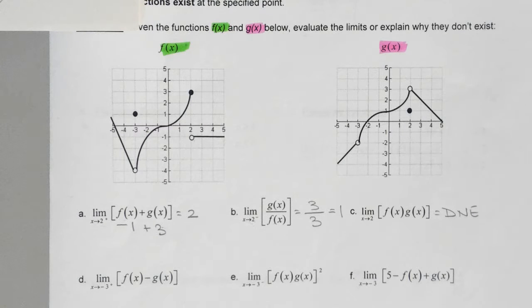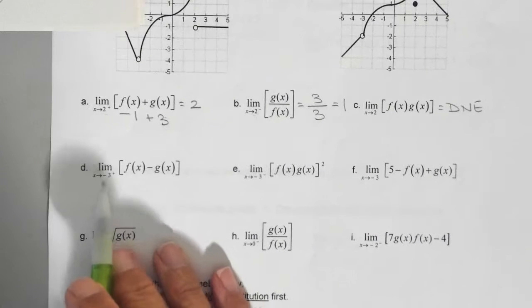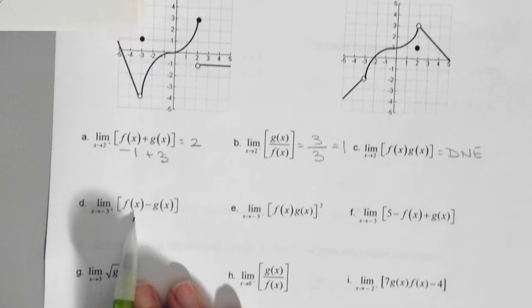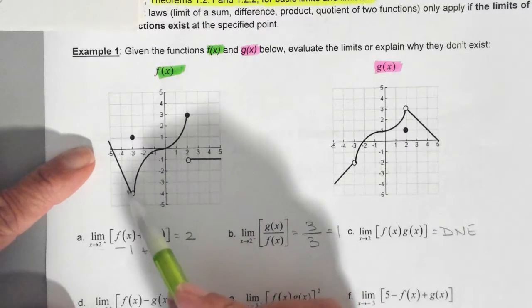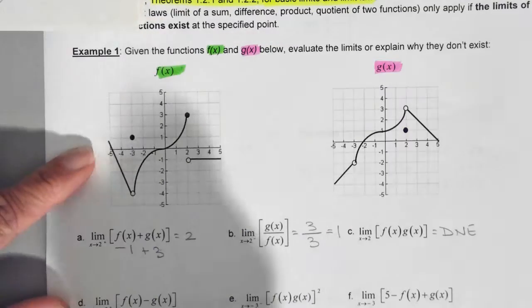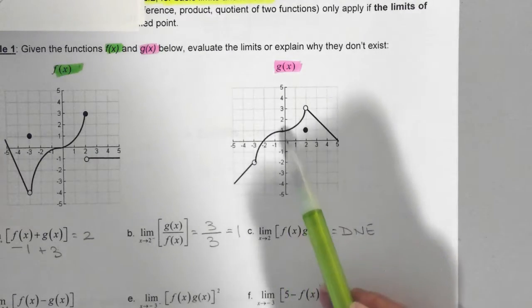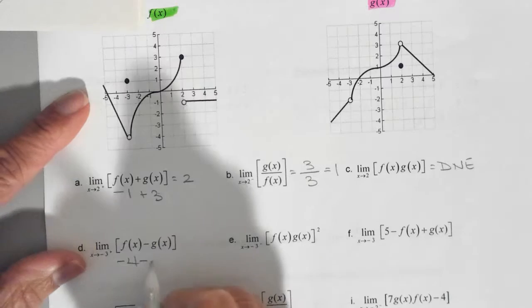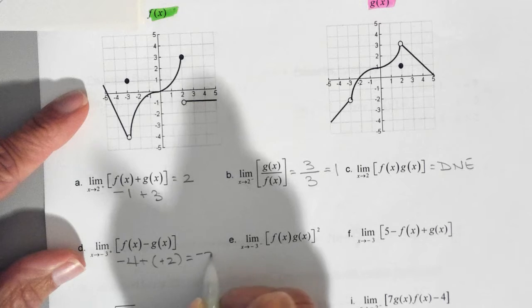Okay? Questions? All right. Let's take a look here. D. The limit as x approaches -3 from the right of the difference here. So let's take a look at the limit as x approaches -3 from the right of f of x. Where are we? We are -4. Minus the limit as x approaches -3 from the right. Okay, so this becomes positive. So what is this answer overall? -2? Okay.